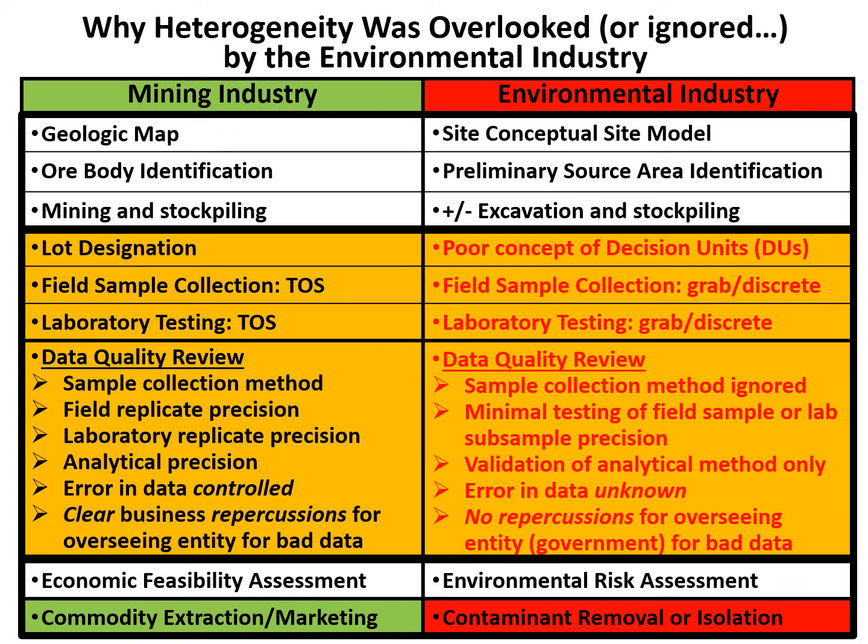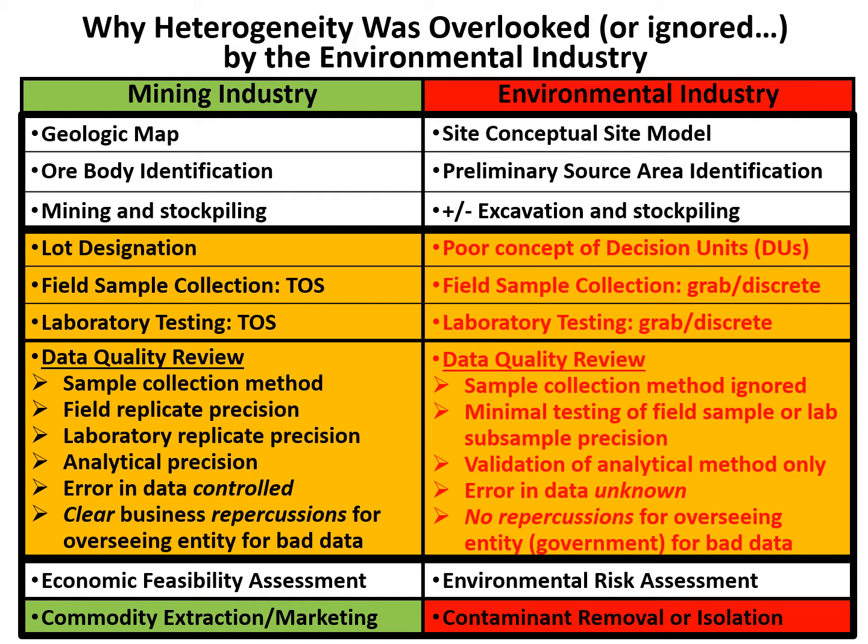Same thing in the laboratory. The laboratory replicates are collected to test the precision of laboratory subsampling. And then one of the last things is they look at analytical precision. That's important, but that's usually the least source of error in the data. It's usually collecting the sample in the field where the problems start. They know that. So they go through a very detailed process, and the error in their data is controlled. They'll know within a very small degree of precision or error how far their data could be off. This has very clear business repercussions for these commodity industries, especially if you're getting bad data.